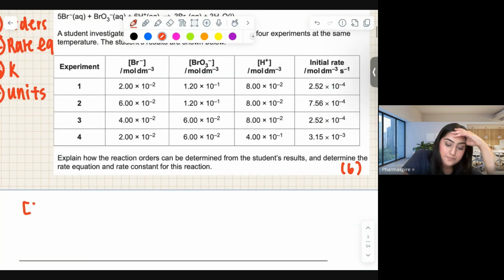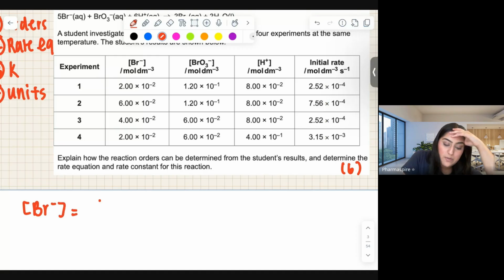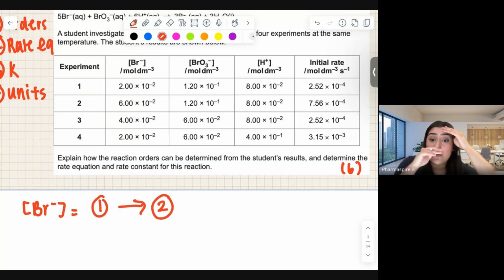So for Br minus, I'm going to do experiments 1 and 2. You need to literally write that down, what experiments you're looking at, because they've said explain how the student's results. So you can't just write it out. You literally need to be really, really specific. So with that in mind, can you guys work out the difference between experiments 1 and 2 for me, and then drop your answer in the chat?